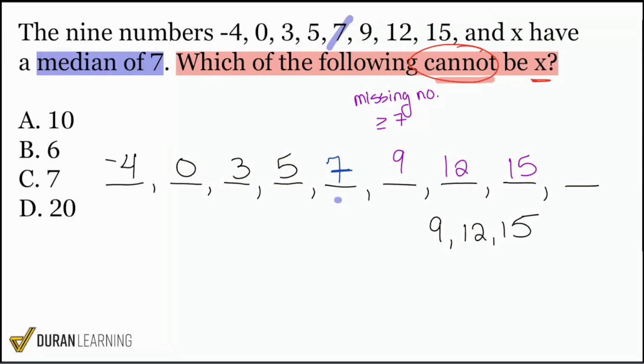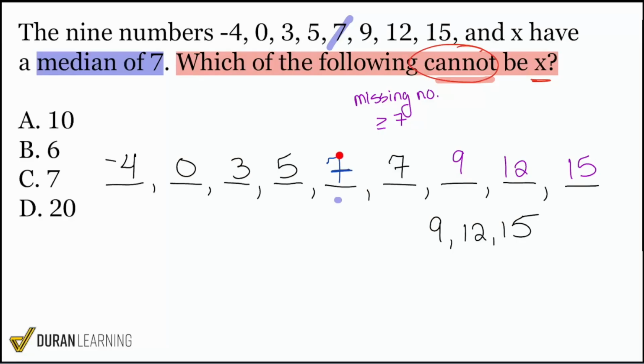And the reason I say or equal to is because if it's also 7, we're completely fine, because we can move these over here and write a 7 right there. The median stays 7. So we can have 7, we can have 8, 9, 10, 11, 12, 13, 14, 15, and so on. We can have 100, a million, a billion. As long as it's bigger than 7, we're fine.